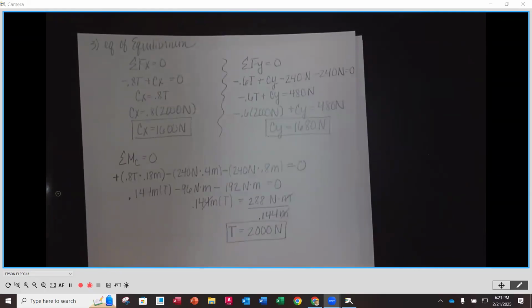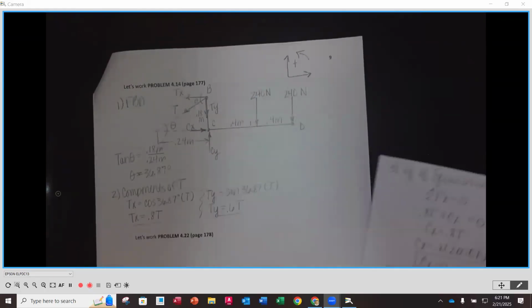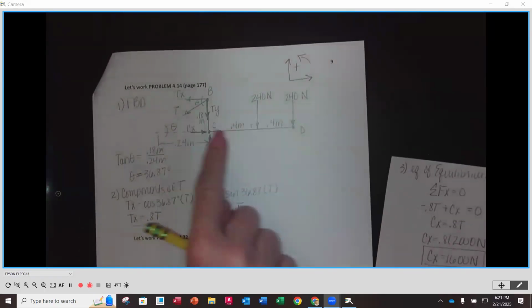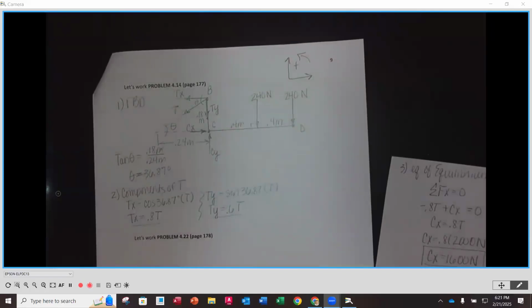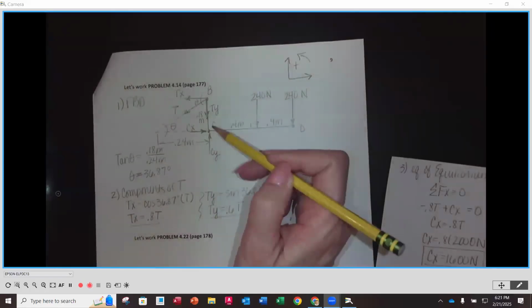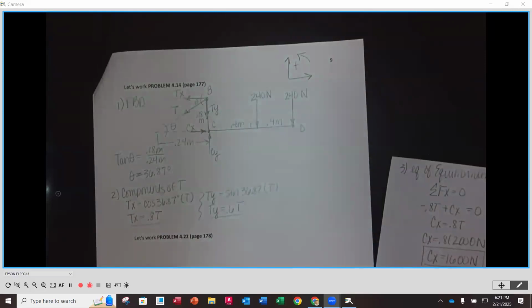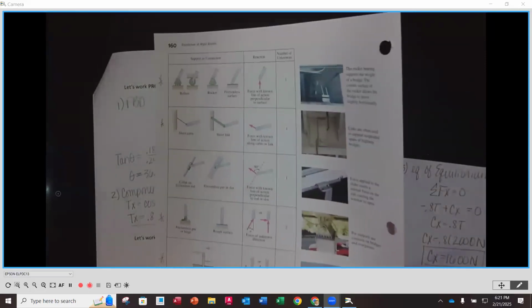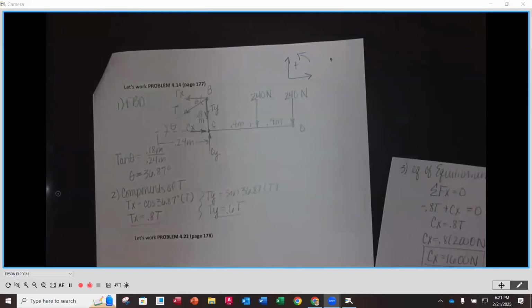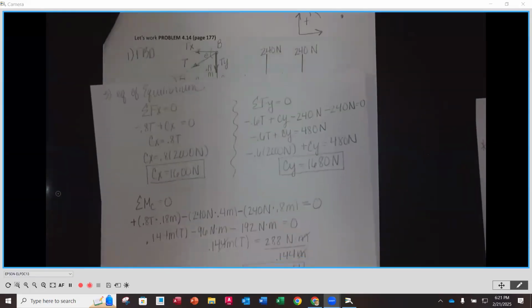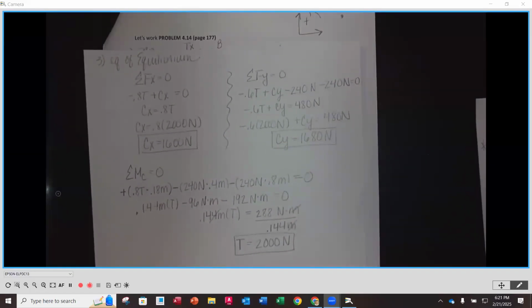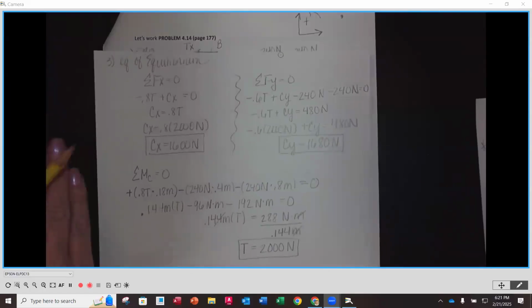Are there any questions on the process here? Again, free body diagram first, nice and big. Make sure you've got all your labels here. Identify your supports, the types of supports, and then use page 160 to help you determine how many forces you're going to need for that support. Break anything into components that you need to, and then we use our equations of equilibrium to solve. All right. I'm going to put that one to bed.